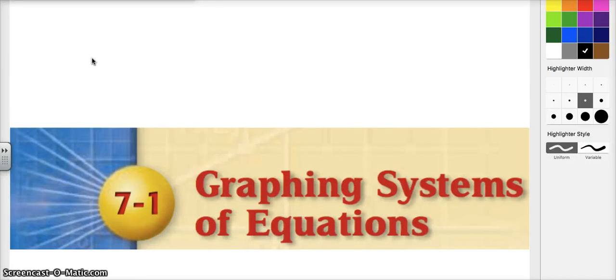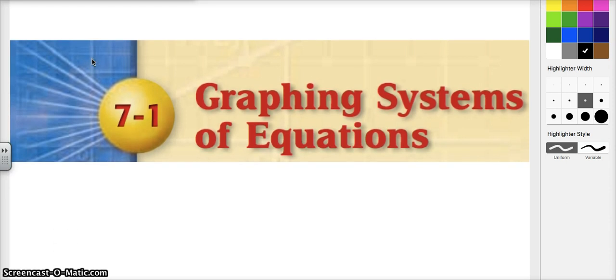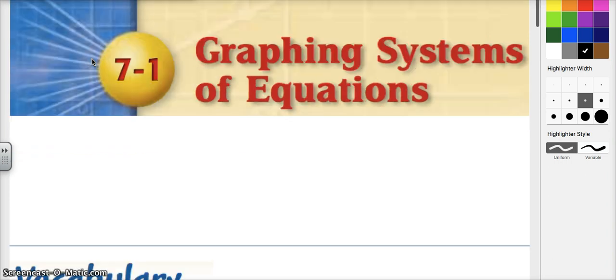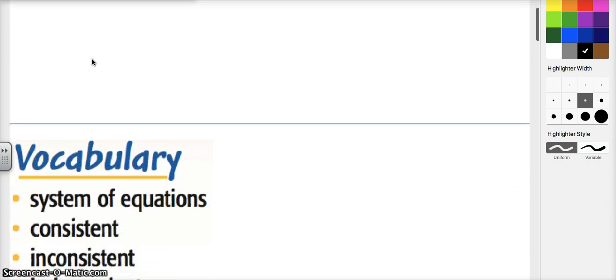We're going to be talking about graphing systems of equations, and this is an important topic because when you have systems of equations, you can solve lots of word problems. We'll see that a little bit later, and you'll also see this in Algebra 2 and on standardized tests. So it's just a good thing to know.